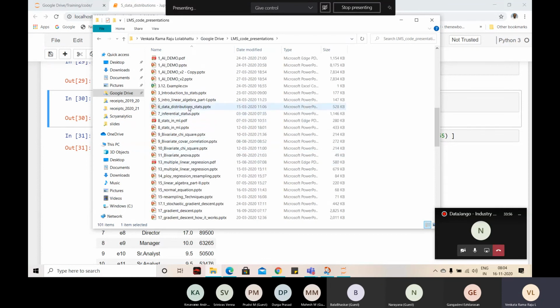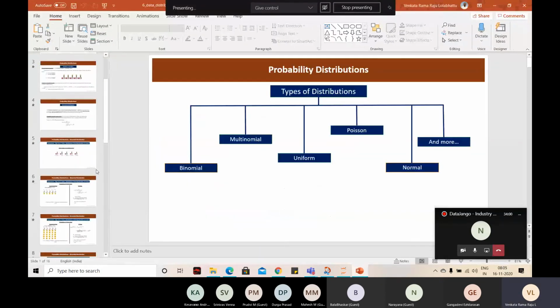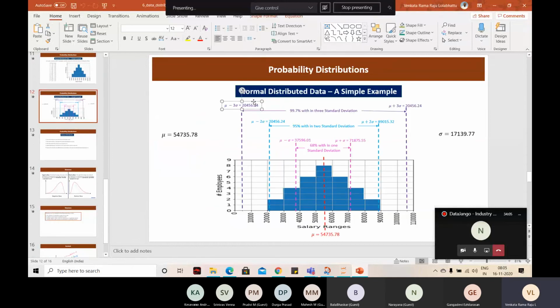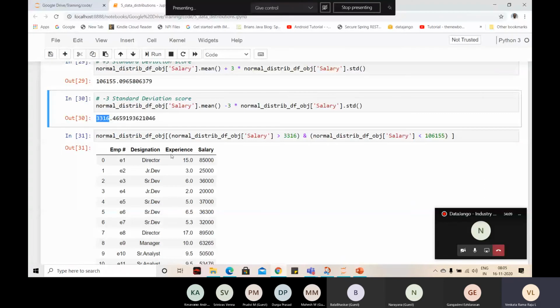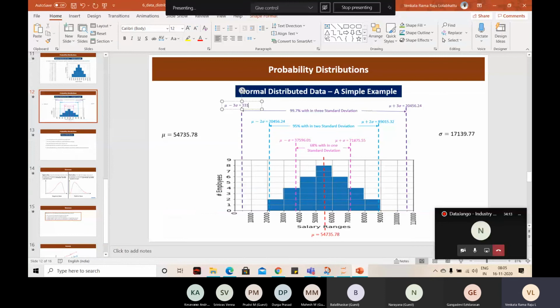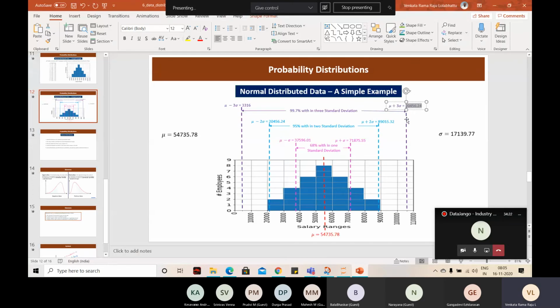Data distributions. What is that number? 3000. 3316 here. 3316. 1061.